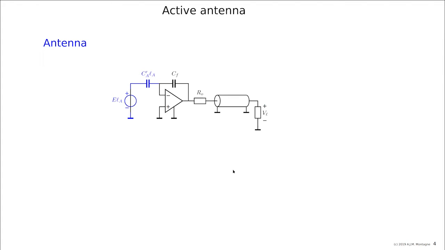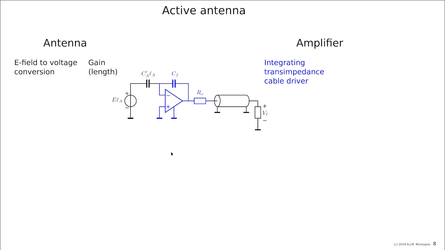So the antenna, as I told you, is this part. The function is E field to voltage conversion, and the parameter that we use from this is the gain, or the length of the antenna. That is important to know. The next thing is the amplifier. The function is an integrating transimpedance cable driver, you could call it that way, because of the characteristic impedance and because of its integrating frequency characteristic.